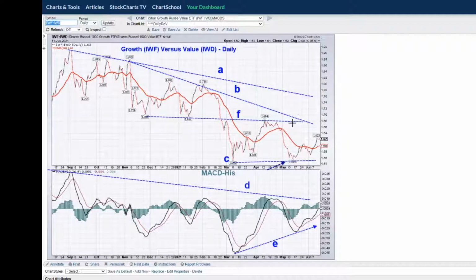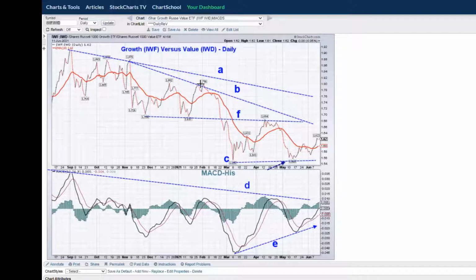The nice thing about technical analysis over fundamental analysis is that if you do your work, you can figure out when you're going to be wrong. So with this ratio, if you were to get a close above these highs up here, it would say that value is still in the long-term downtrend.